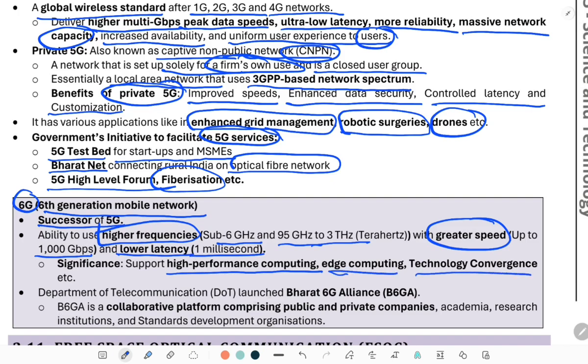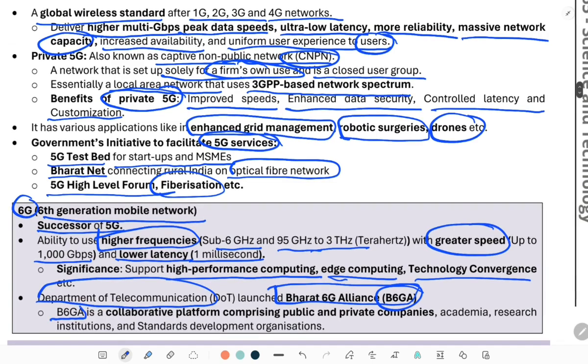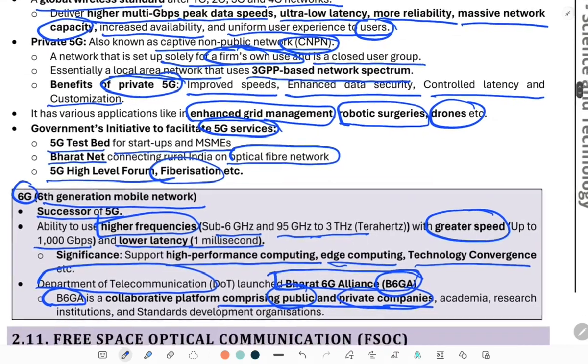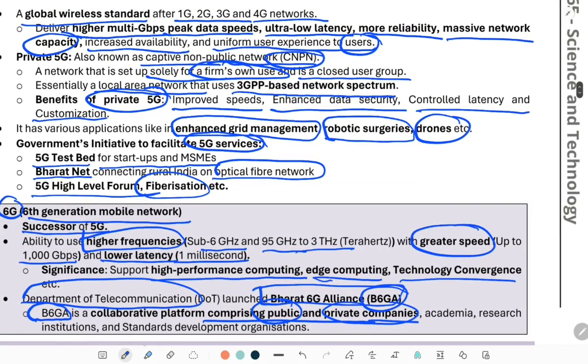The Department of Telecommunication launched the Bharat 6G Alliance, B6GA. B6GA is a collaborative platform comprising both public and private companies, academic research institutions and standard development organizations.